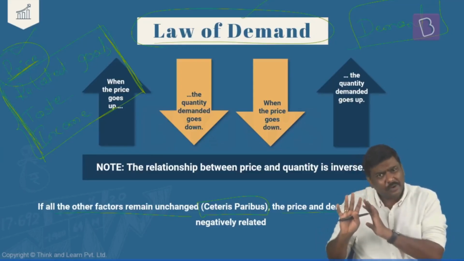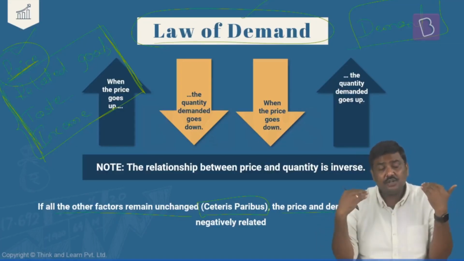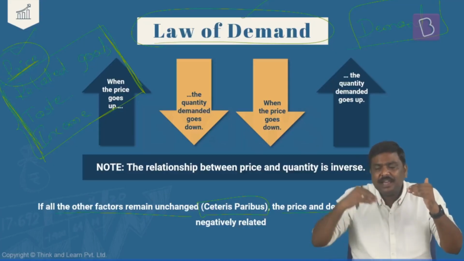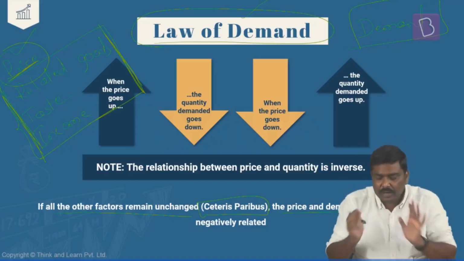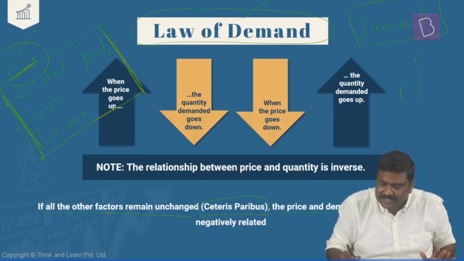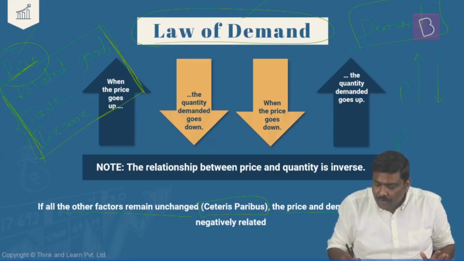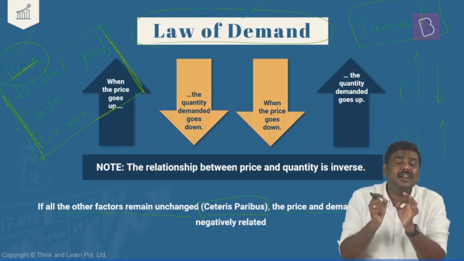Why does it happen? We'll have a look at it later. But the argument here is when the price changes, the demand should also change. And this particular relation between the price and the demand for the good is negative. Means what? When the price rises, demand will fall. And when price falls, the demand for the good will rise. This is a basic idea of a negative relation.